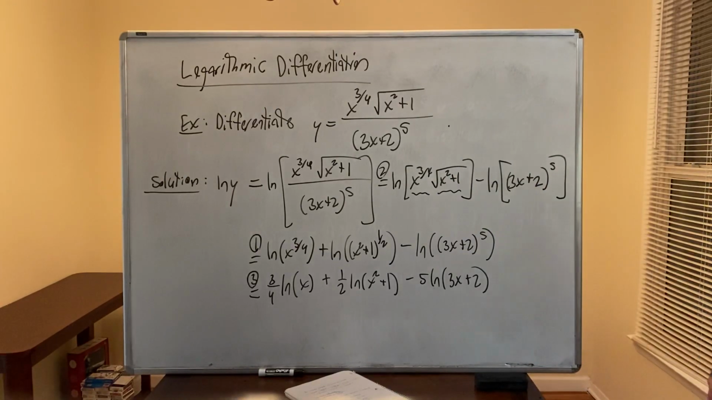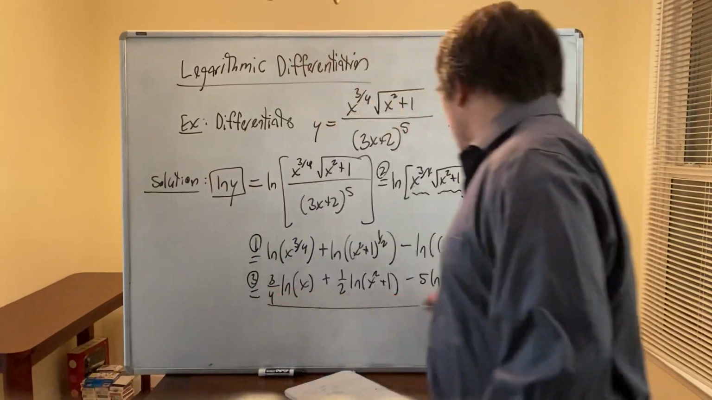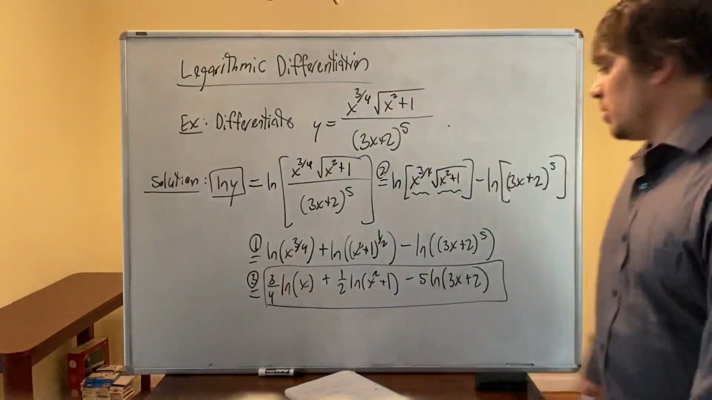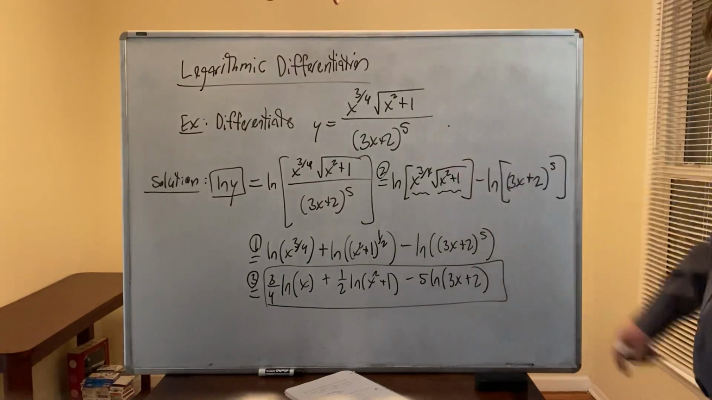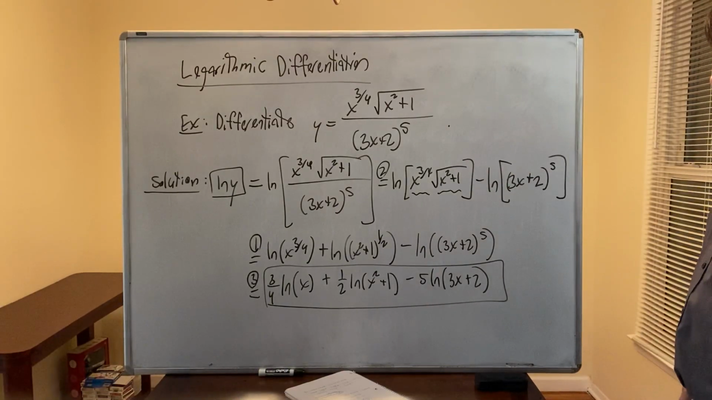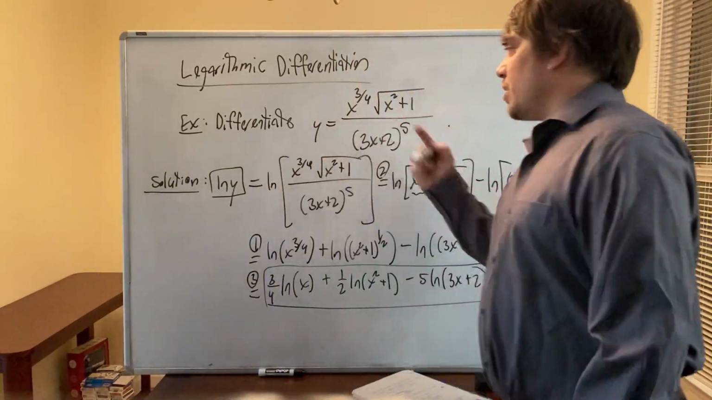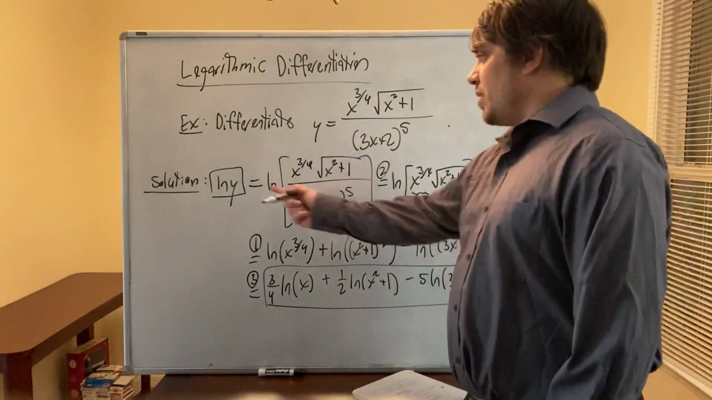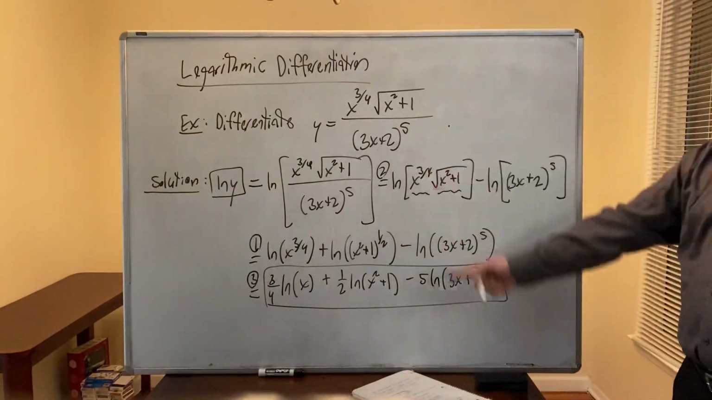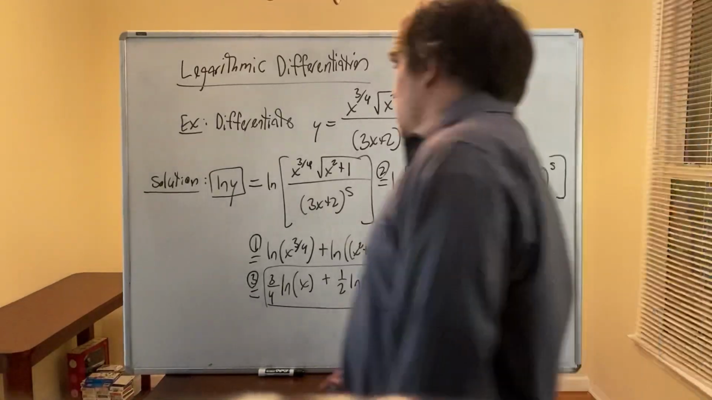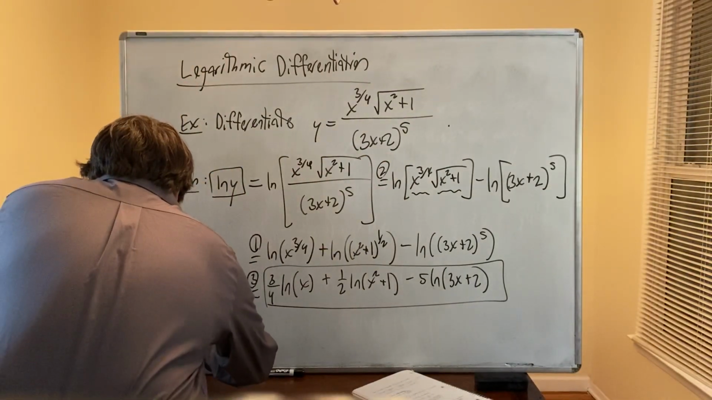Okay? So what I now have is that ln of y is equal to that. I just expanded out the ln of y, or the ln of that. First I just took ln of both sides. I got ln of y is equal to ln of that. Then I expanded this expression to write ln of y is equal to that, in expanded form. Now I'm going to take the derivative of both sides.